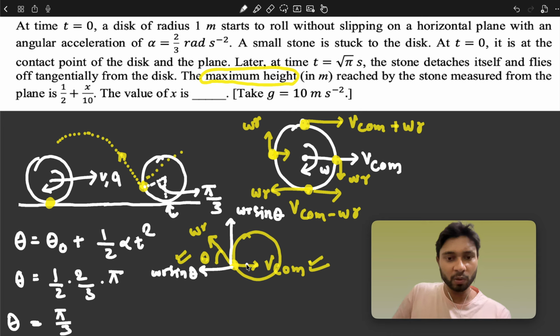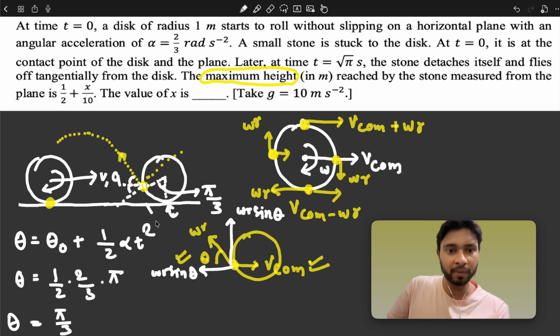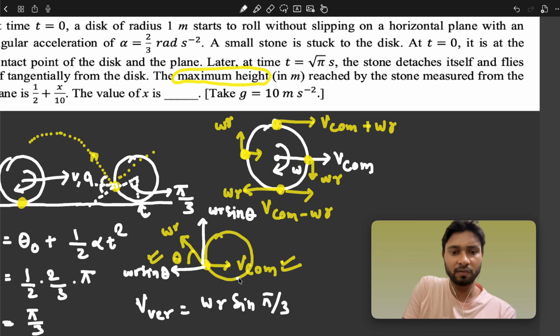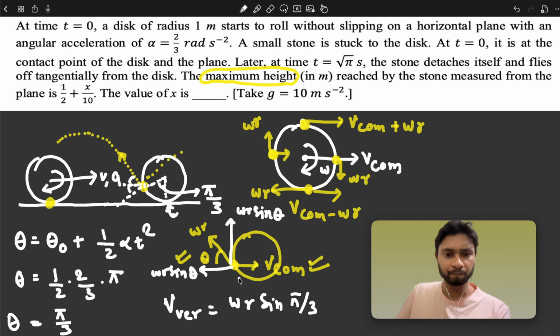Okay, so what will be the height? We have already calculated, this is pi by 3. So this will be 90 minus pi by 3, and this will be again pi by 3. So this theta is nothing but pi by 3 only. So the vertical velocity will be omega r sine pi by 3. Okay, now let's calculate what omega r was.